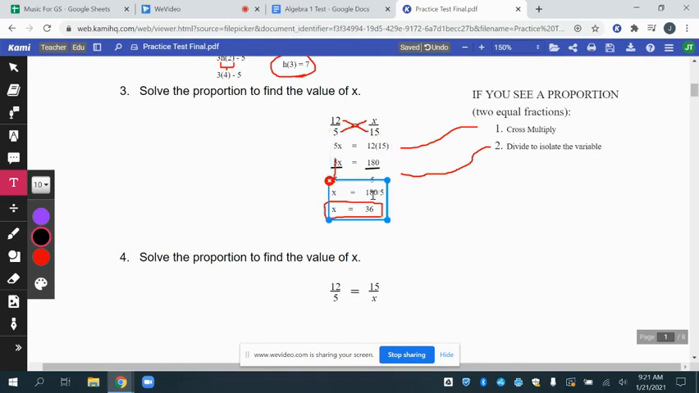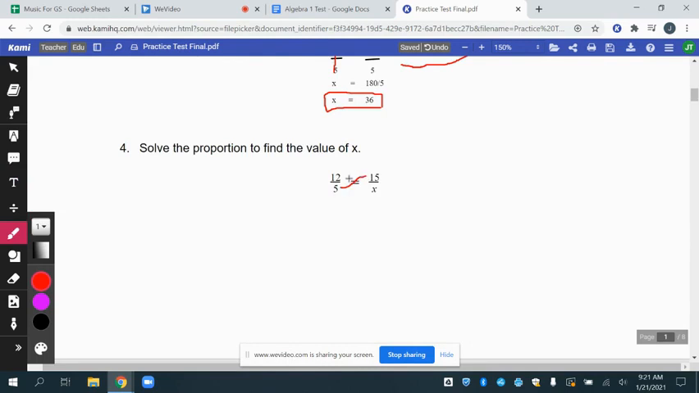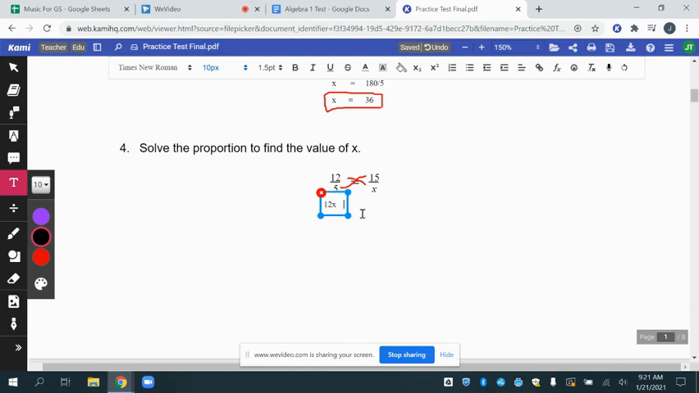Notice I cross multiply, I divide. This one right here, cross multiply. I'm going to get 12 times x equals 5 times 15. All right. 5 times 15 is 75. So 12x equals 75. Now I got to get rid of the 12, so the x is alone.